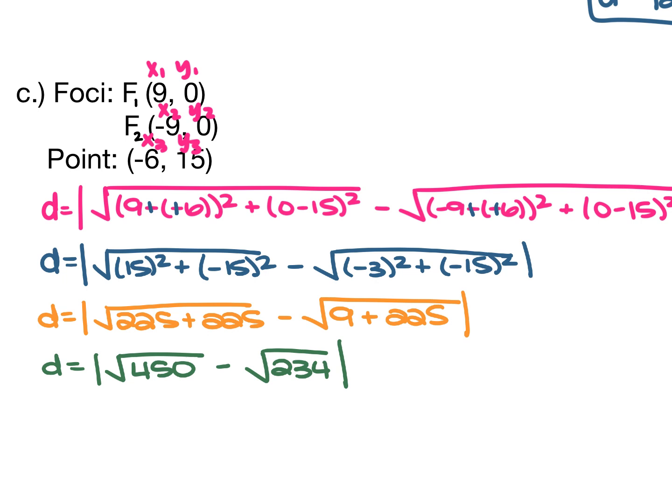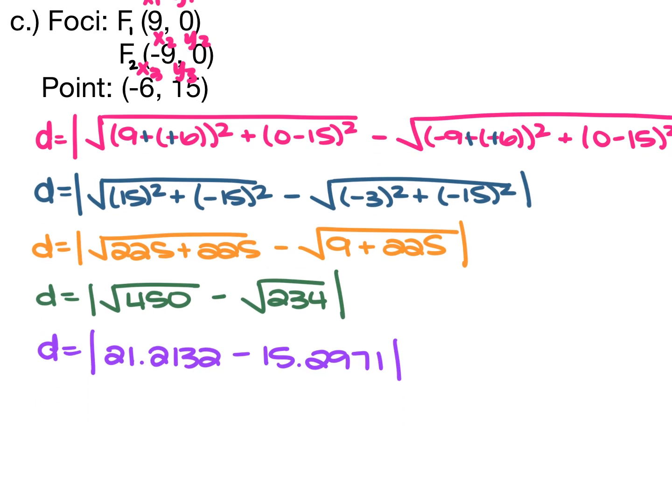From here, you are going to simplify these, and that's going to give you d equal to the absolute value of the square root of 450, which is 21.2132, and the square root of the 234 is going to leave us with 15.2971. From here, we're going to subtract these.